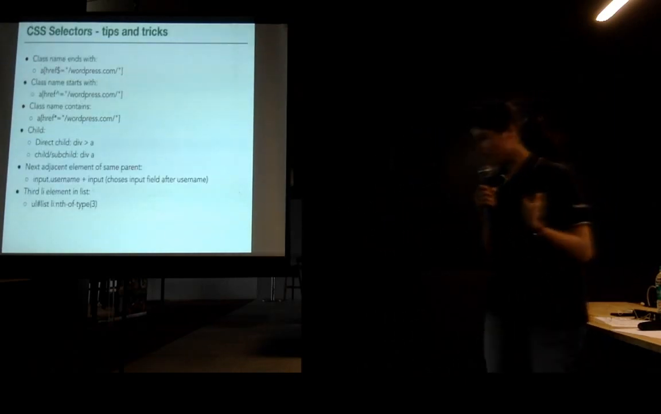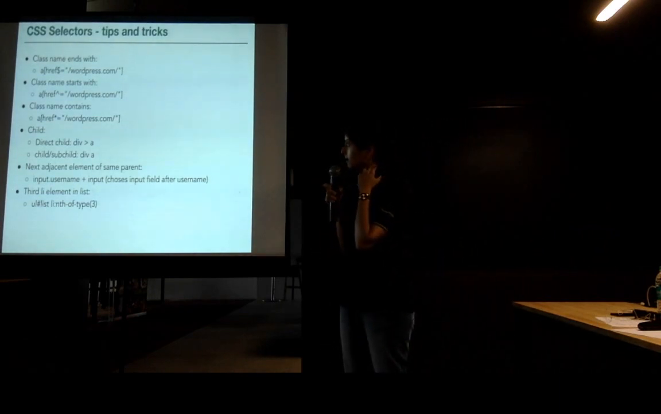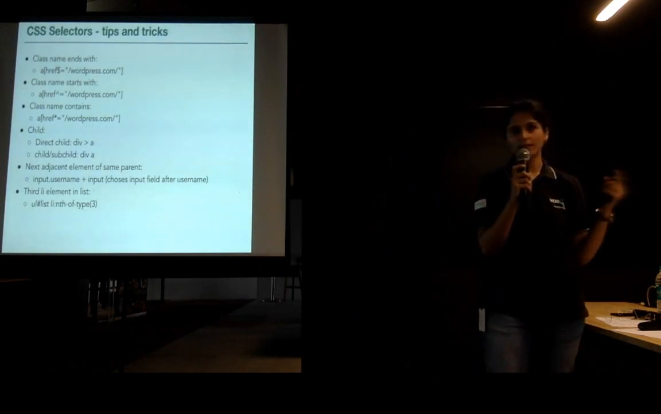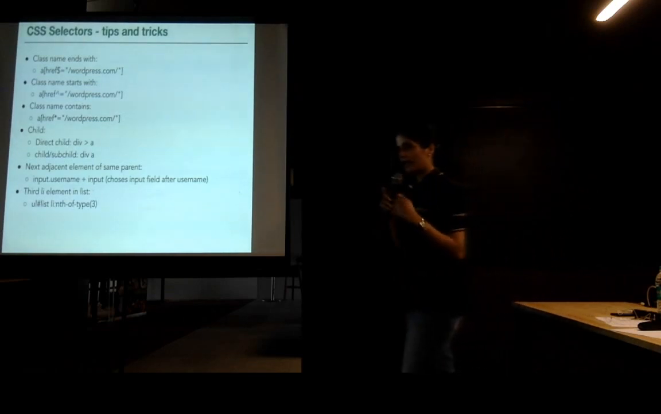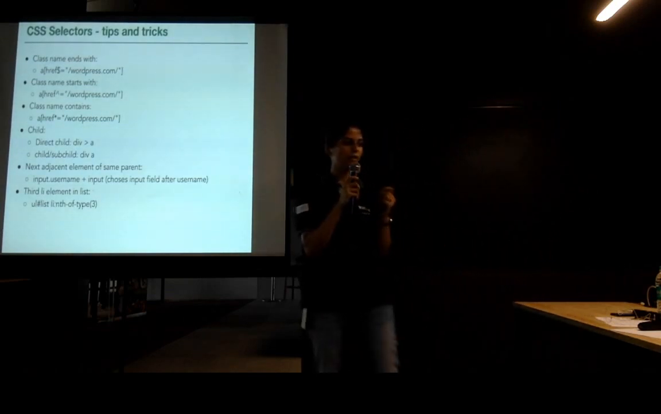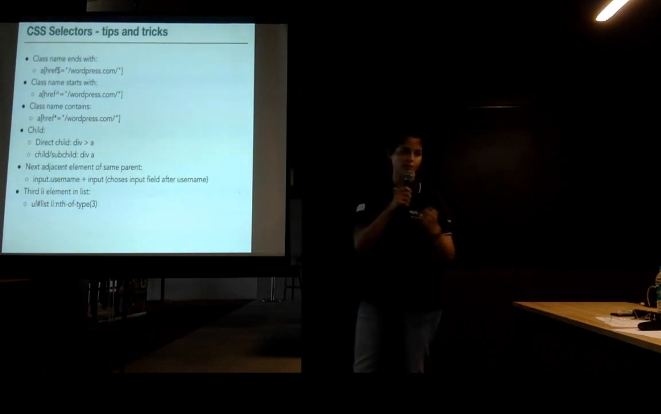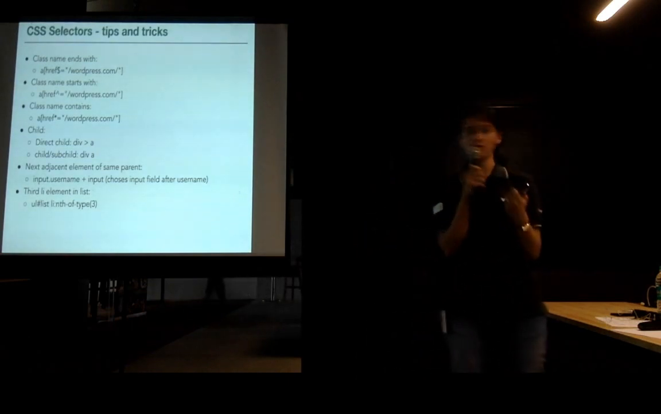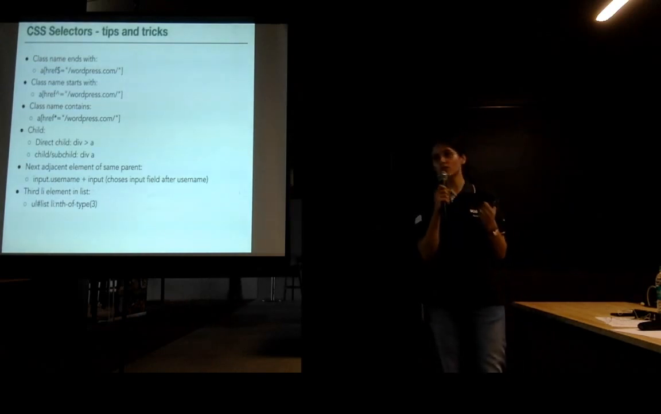Next, coming to some tips and tricks of using CSS selectors, which are very handy when you are actually writing tests. The first one: if you have a class name which ends with something like WordPress.com, you have an a and an href and a class within it. So you directly write href ends with WordPress. If you want to use ends with, you have to use the dollar symbol along with it. The second one: if you have a class which starts with, then you use the caret symbol. If you have a class name which contains something, then you use a star along with it.